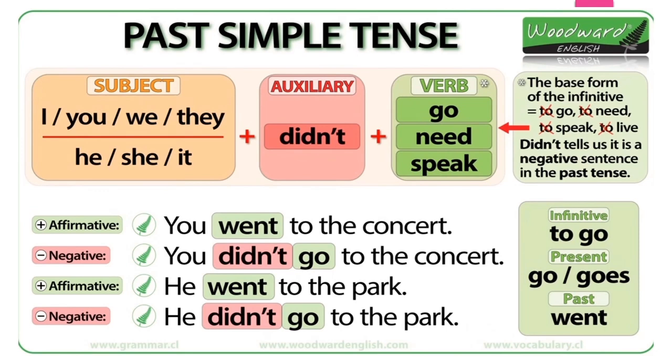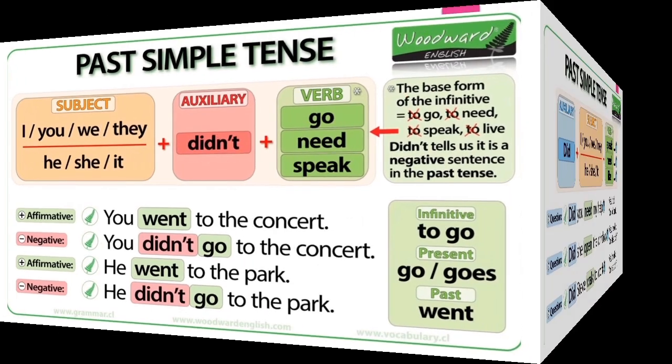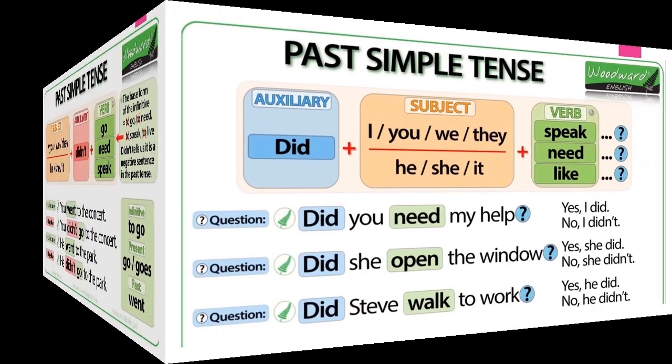In regular verbs, as we said before, we just add ed at the end of the verb. However, irregular verbs are different. For example, to go becomes went. To be, was or were. Do, did, and etc. So you need to memorize these irregular verbs.